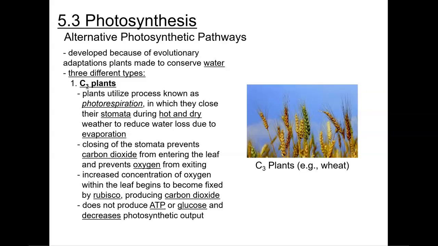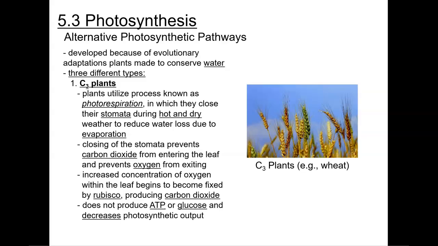C3 plants are going to be plants that are known for photorespiration. So these are going to be the ones that are able to close their stomata during hot, dry weather and reduce water loss due to evaporation. So closing the stomata helps to prevent carbon dioxide from entering the leaf, and it actually prevents that oxygen from exiting the leaf. So you're going to end up with a buildup of oxygen and a depletion of CO2. This is going to increase, like we said, those concentrations.